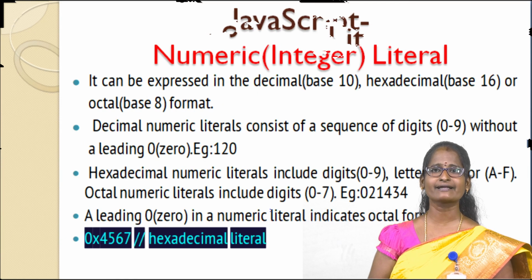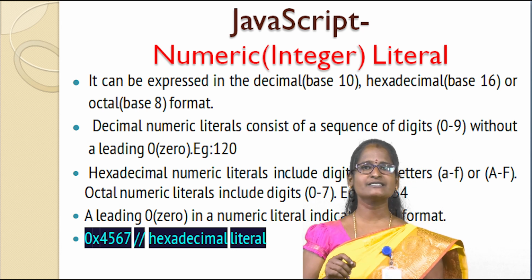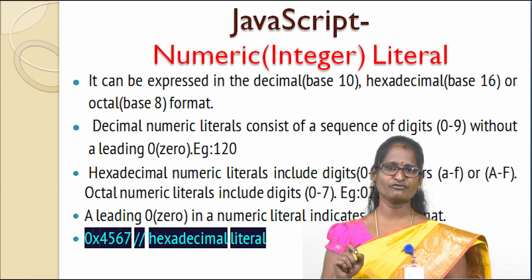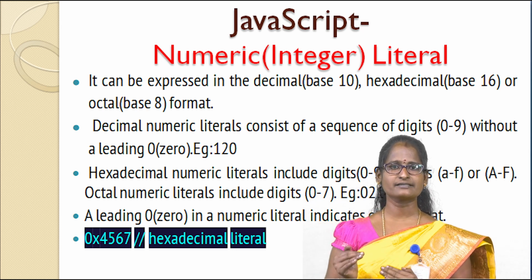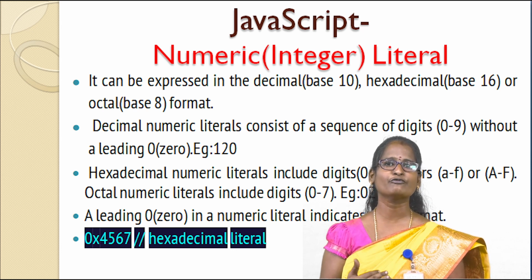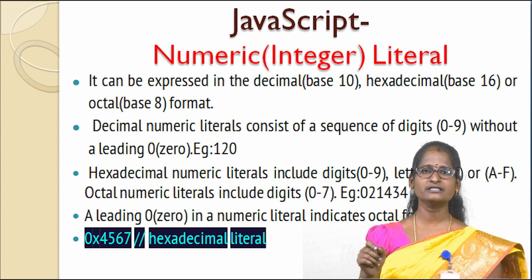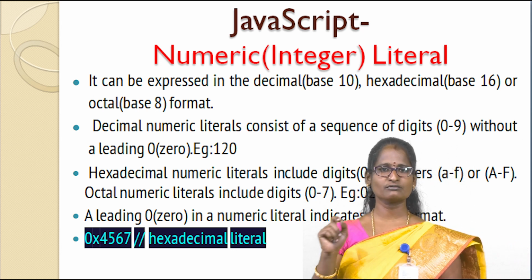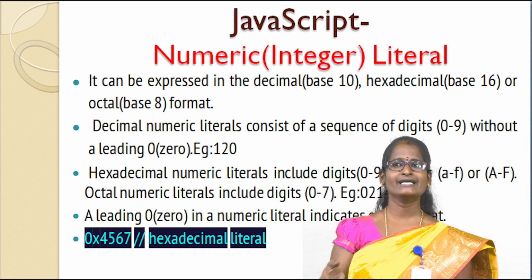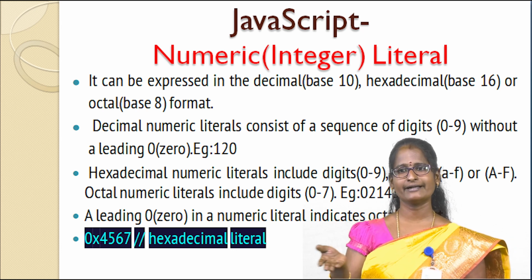The first one is numeric literal. It can be expressed in decimal, that is base 10 format, hexadecimal, base 16, and octal, base 8 format. A decimal numeric literal consists of a sequence of digits. It is a combination of 0 to 9 without a leading 0. For example, 120 is a decimal literal.